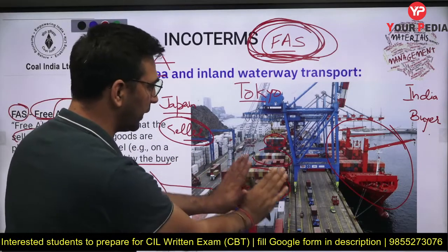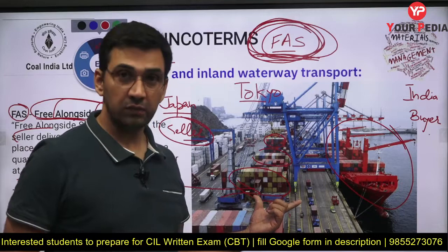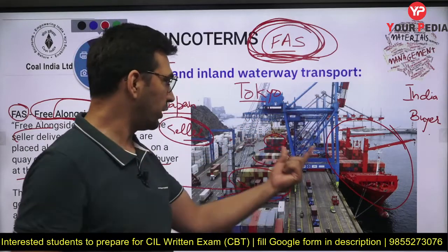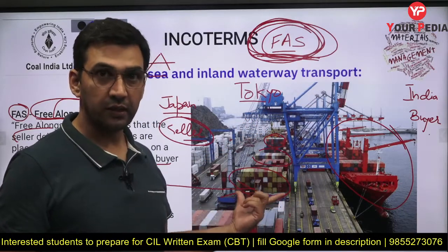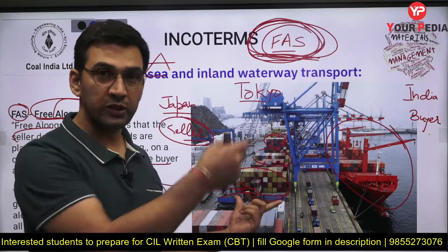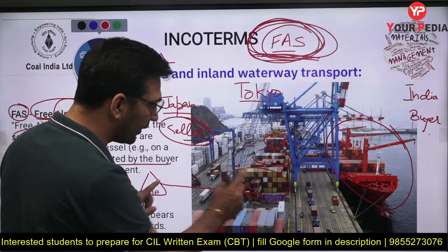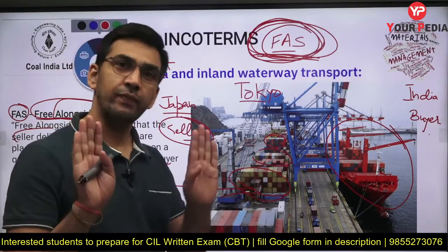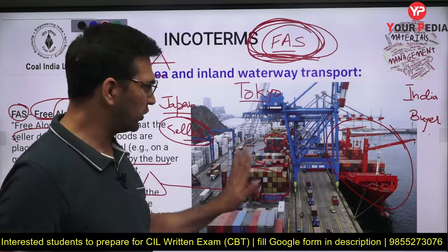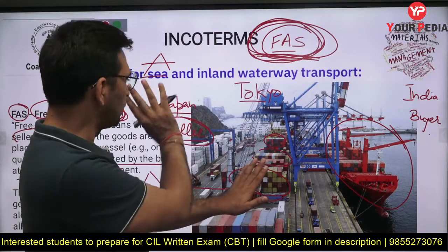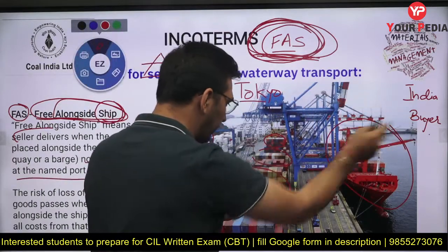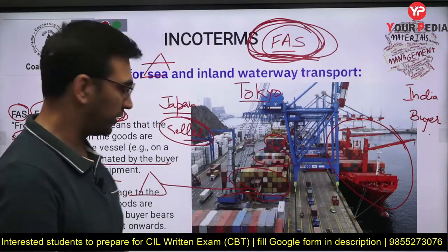Alongside ship, bring it, keep it. Keeping it means, obviously, some representative of the buyer is going to check it over here. There is going to be an inspection agent. He will verify that whatever goods you have brought from there to here are in the right condition. If they are in the right condition, okay, you just keep it. Now you go, your responsibility is over. It is our responsibility now from here onwards. That is the meaning of it.